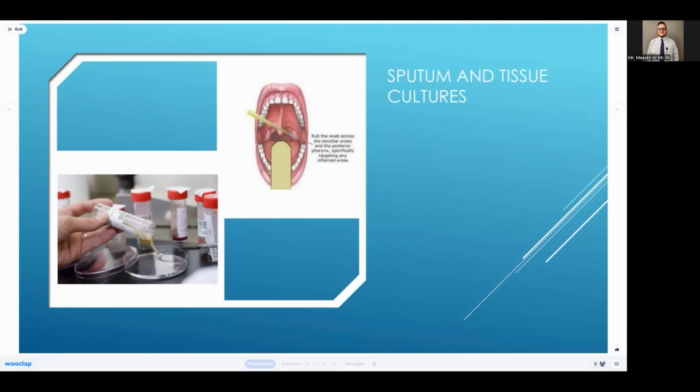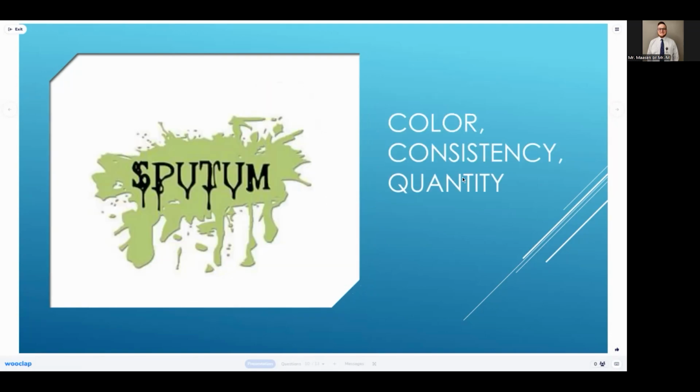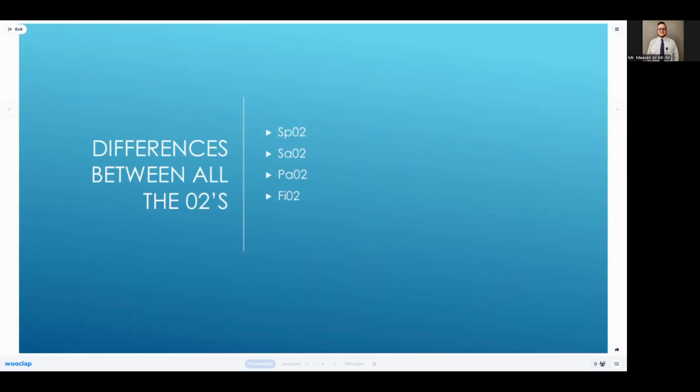Sputum and tissue cultures: swabbing the upper airway, oral mucosa for infection, and then sputum cultures are the big thing. They cough up sputum. We can take it and see if it grows anything. If it does, you would call that pneumonia. If it doesn't grow anything, then we can assess the sputum for its color, consistency, quality. Again, if it's pink, that's probably blood. That's not a good sign. So it just depends.